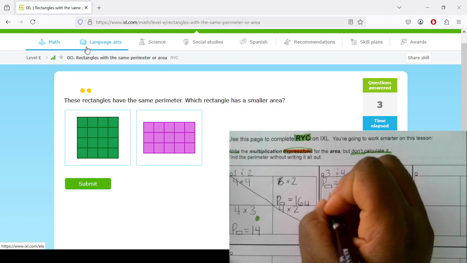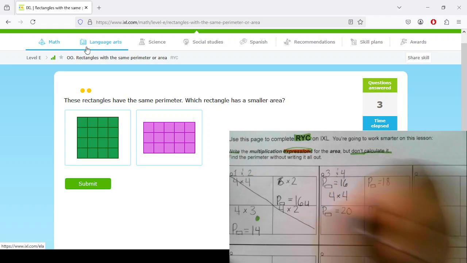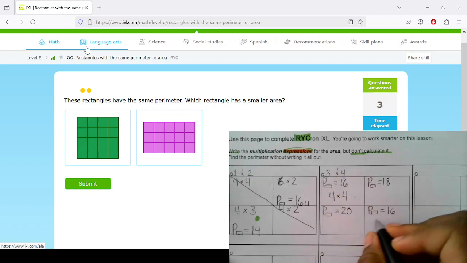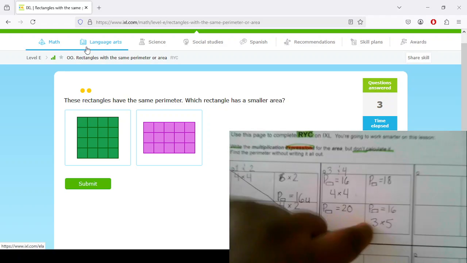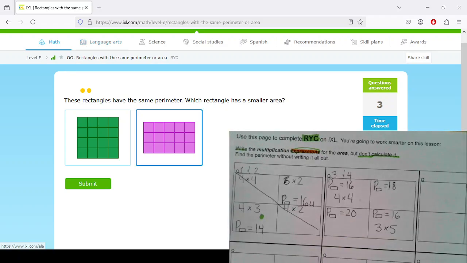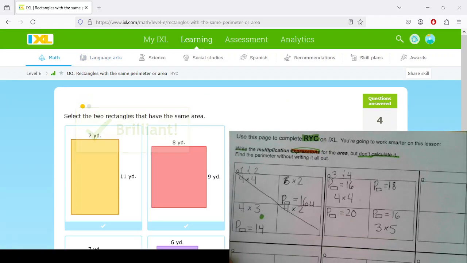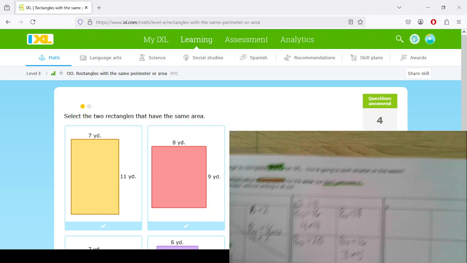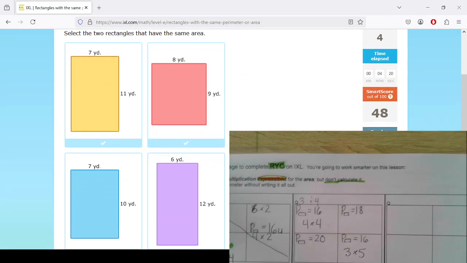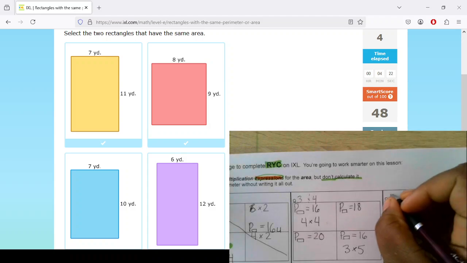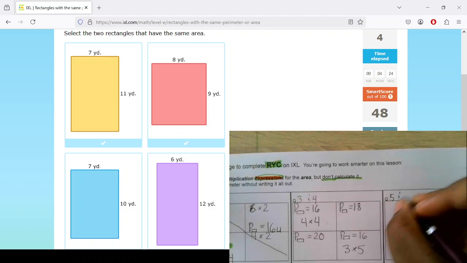4 times 4 is my green area expression. And 3 times 5 is the pink area expression. 4 times 4 is 16. 3 times 5 is 15. 15 is the smaller area. Here I'm told to select two rectangles that have the same area. This is question 5 and 6.